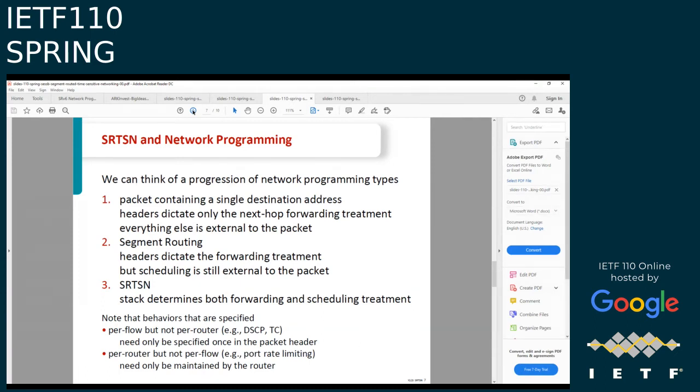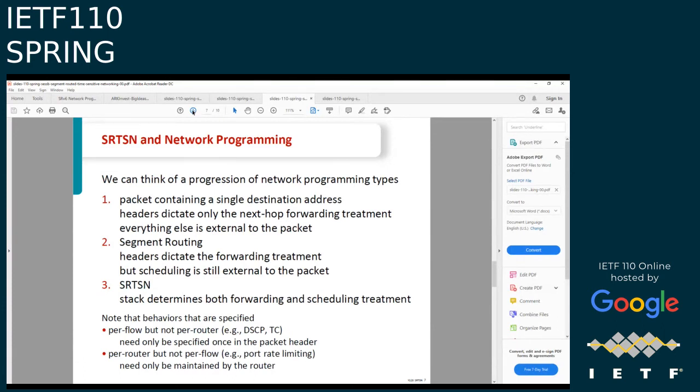So if you think about it, there's a progression where the simplest and inadequate kind of network programming is to simply have a single destination address in the packet, but that's only next hop forwarding. Segment routing actually does a bit of network programming, but only for the forwarding portion of the router, not the scheduling. And SRTSN does both forwarding and scheduling network programming.